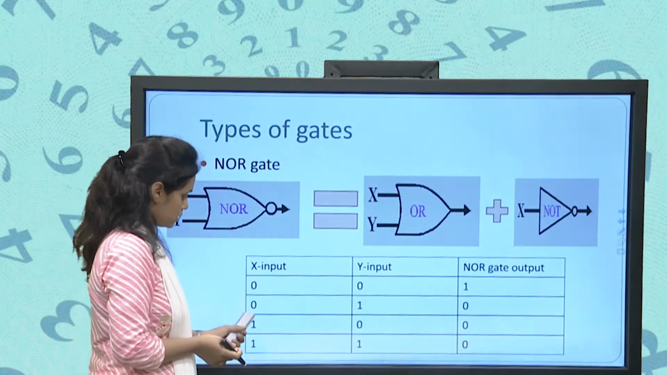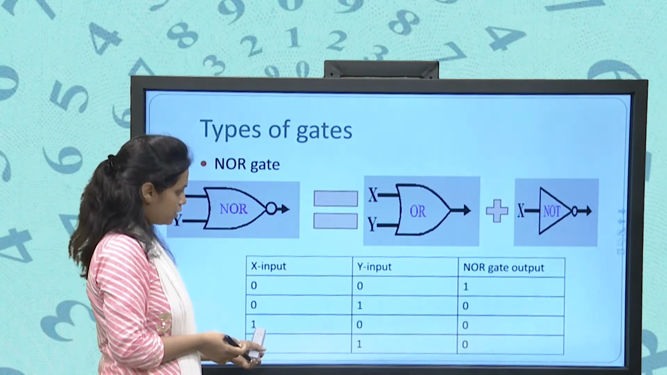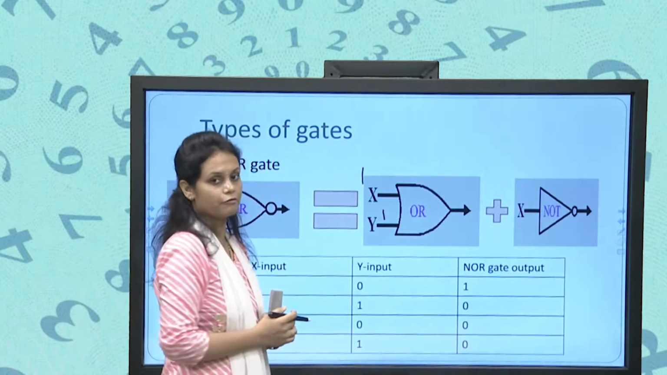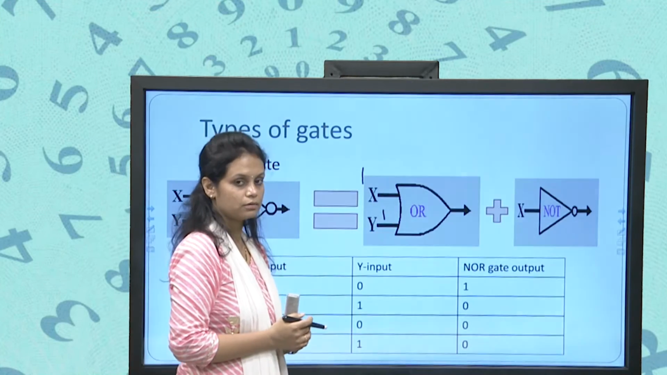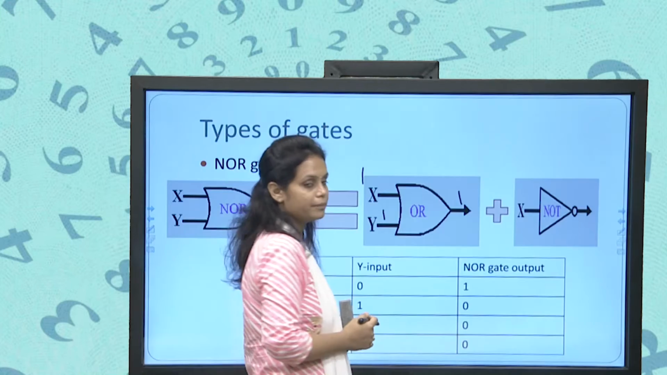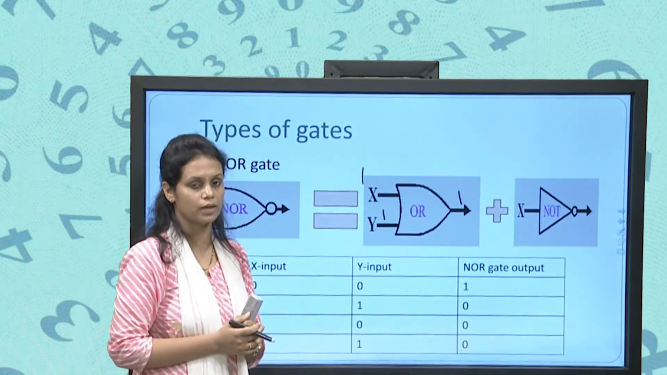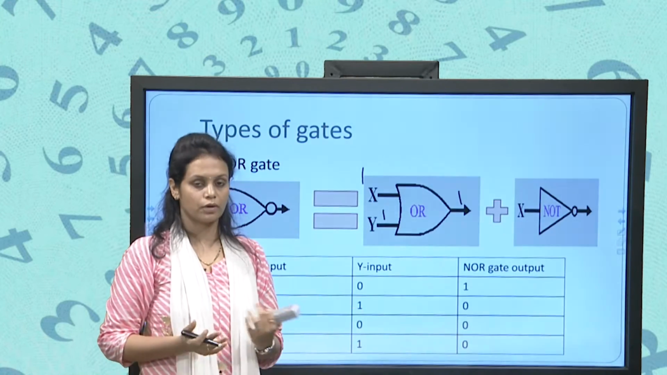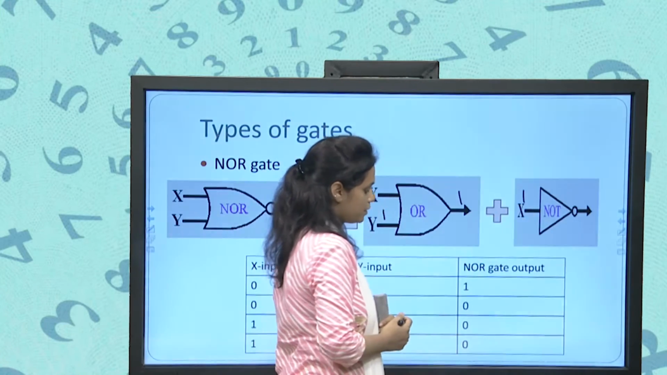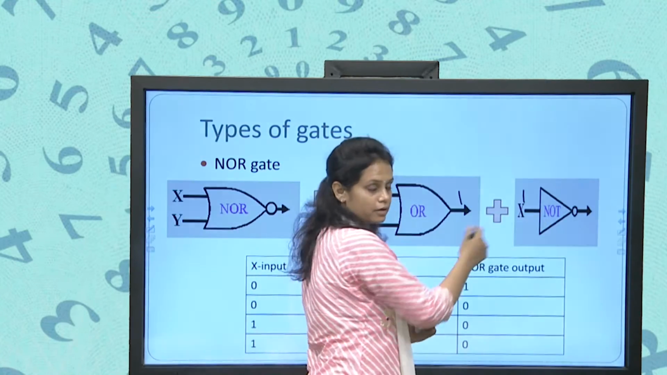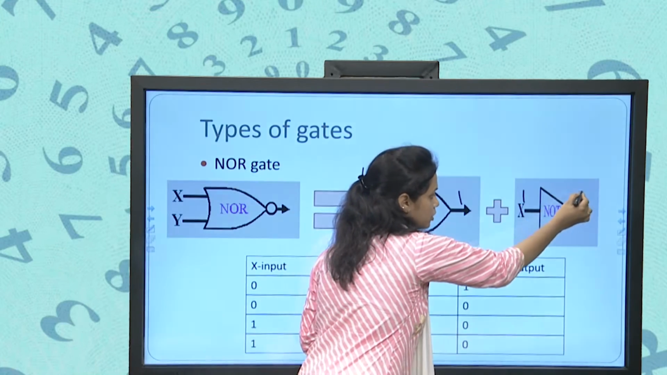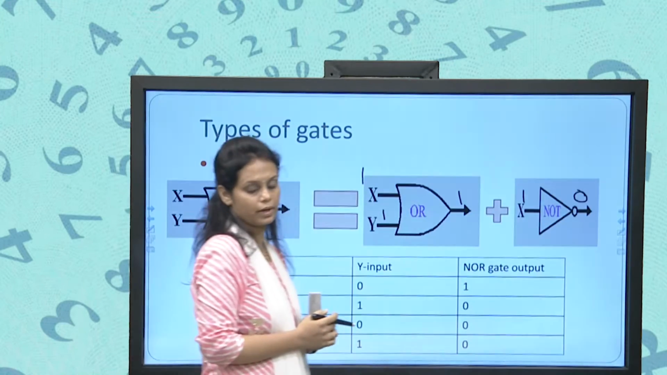In the last case we have x input 1, y input 1. First of all it will perform the OR operation using the OR gate. What is the output? The output is 1, because there are two ones. If at least one input is 1, then the output is 1. Now it passes over here. The input of the NOT gate is 1, so the output of the NOT gate is 0.